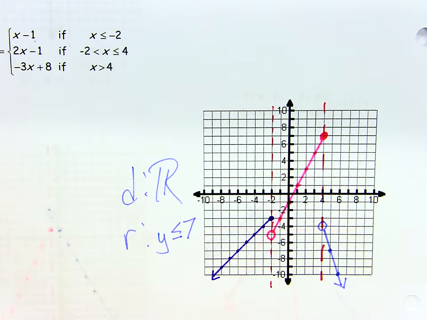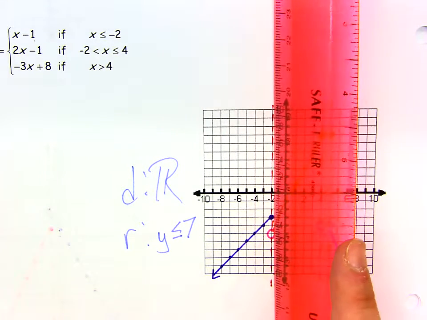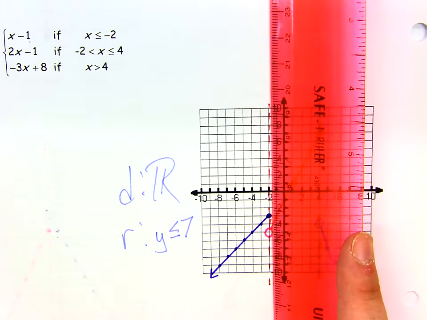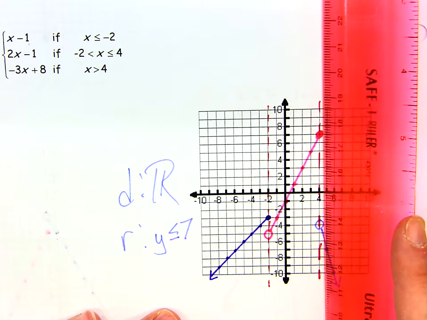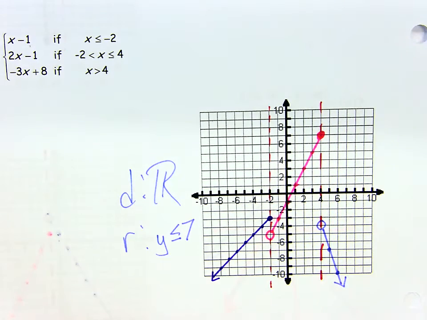Does this pass the vertical line test? Yes, it does, right? Go through. That's fine. Once I hit one of my dotted lines, I never have two solid dots on top of each other, so it's fine. You can have one solid, one open. You can have two open. You just can't have two closed on top of each other. Okay, great.